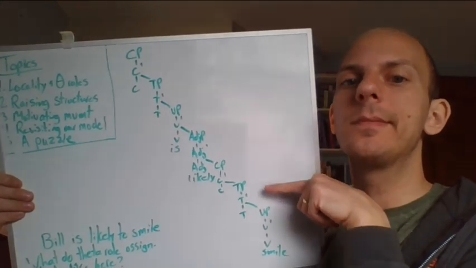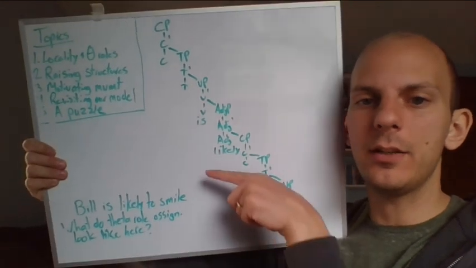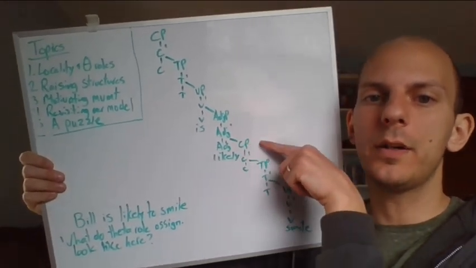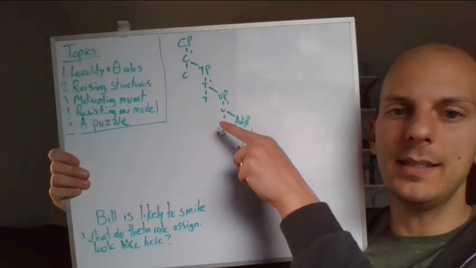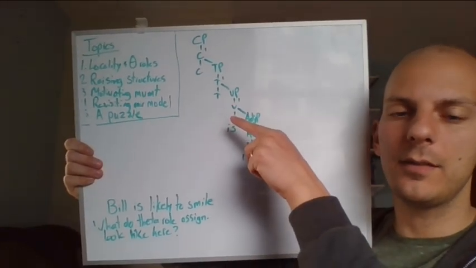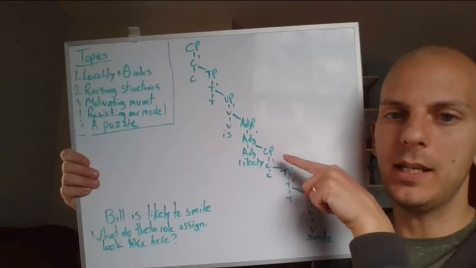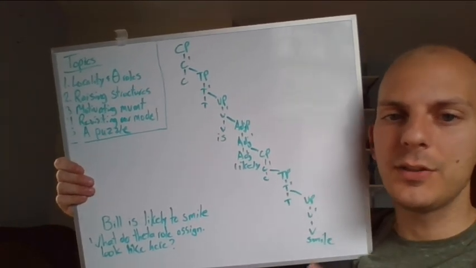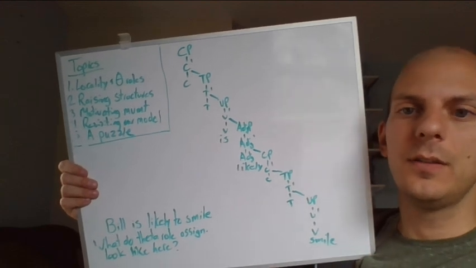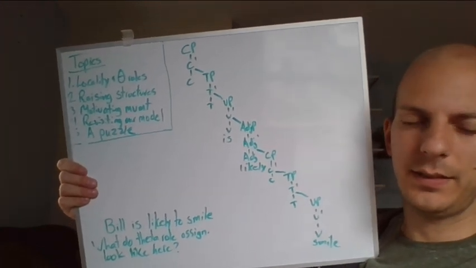Is likely, and here's our smiling clause. So this lower CP here is our smiling clause. This is the is likely clause, we can call it that, think of it that way. And this CP and below is the smiling clause. So that's our skeleton structure for this sentence.